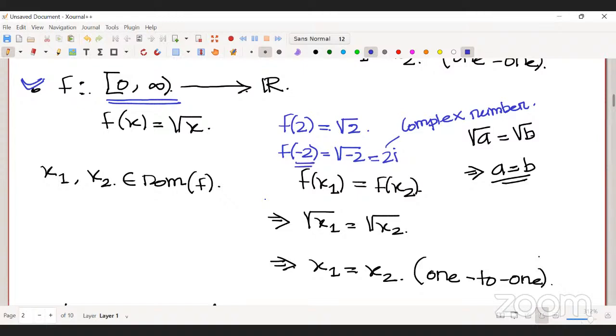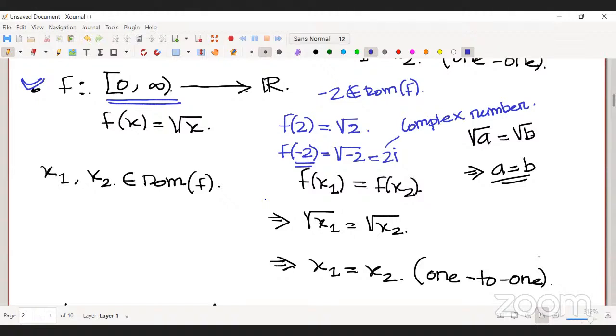So -2 is not in the domain of this function, since if I'm taking -2, I'm getting something outside of the reals. I'm getting a complex number. That's why I'm excluding all the negative numbers, so that I will get a real valued function. If I consider the negative numbers, then I will get a complex valued function, and I don't want that. I want a real valued function. That's why I'm considering all the positive real numbers.